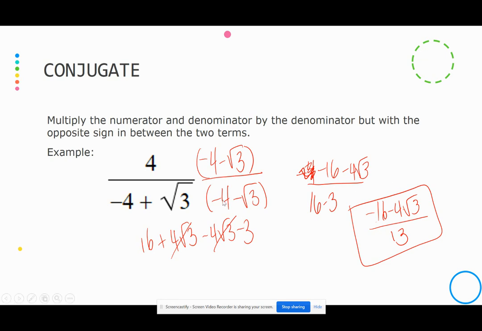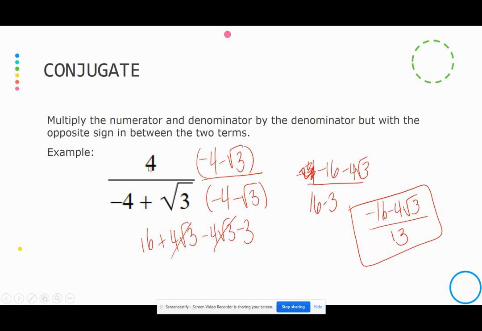Negative 4 times negative 4 is 16. Negative 4 times negative square root of 3 becomes positive 4 square root of 3. Distribute this is negative 4 square root of 3, and this becomes minus 3. So I showed you guys in class that if we're multiplying by the conjugate, the denominator just becomes the first squared minus the second squared, which gives me the 16 minus 3.